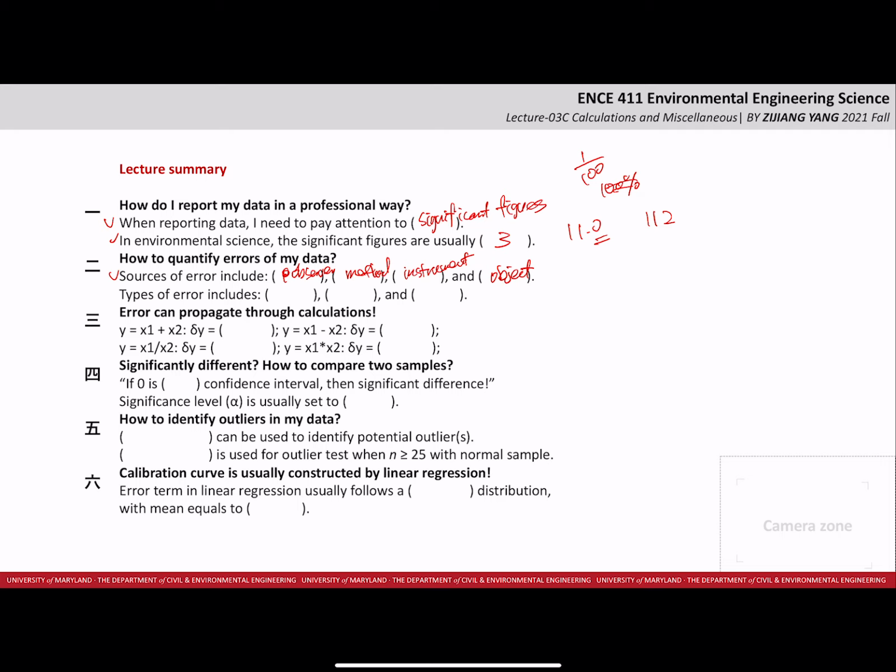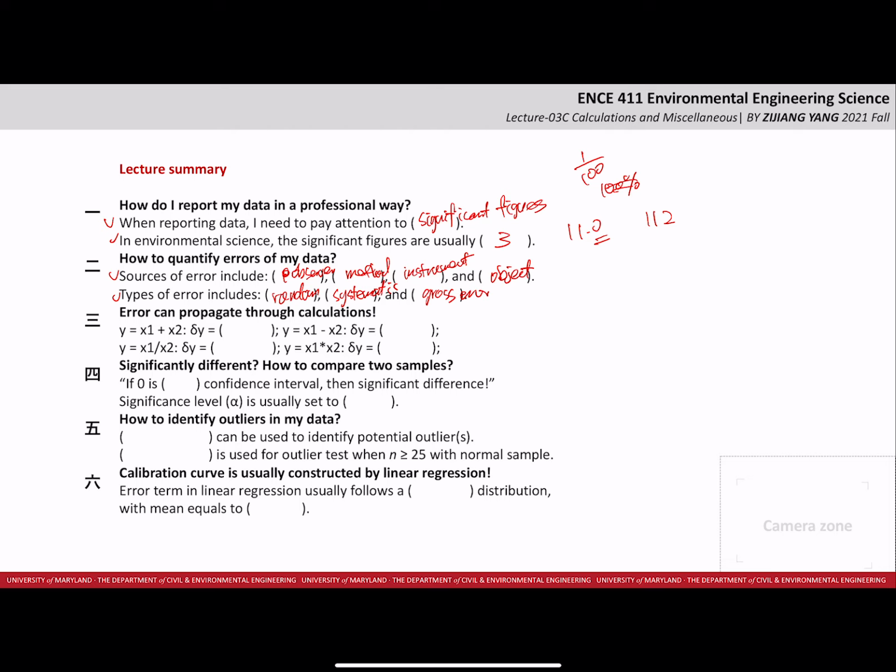And for the types of errors, it includes 3. Which 3 do you guys remember? Yes. Random error, systematic error, and gross error. I think my handwriting is still bad.